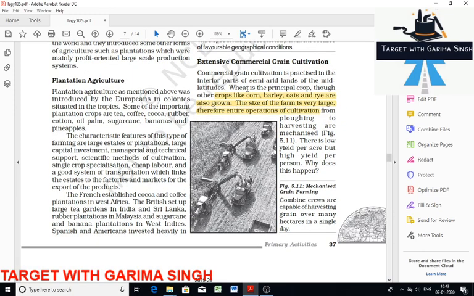Let's discuss extensive commercial grain cultivation. It is practiced in semi-arid lands of mid-latitudes. Wheat is the main crop. Corn, barley, oats, and rye are also grown. Large land holdings because it's extensive. Then machines are used. Low yield per acre but high yield per person. Practiced in prairies, pampas, veldts, downs, and the Canterbury plains.